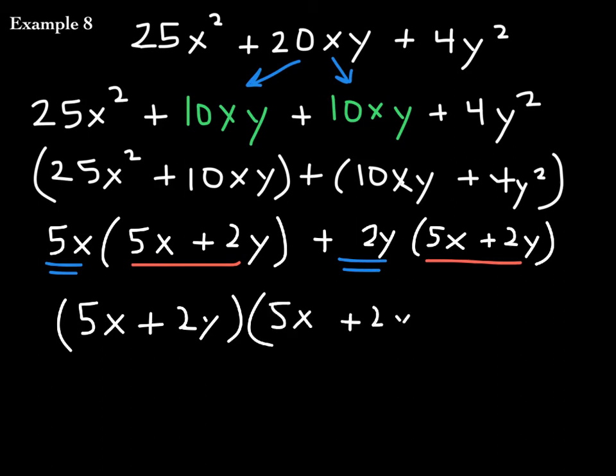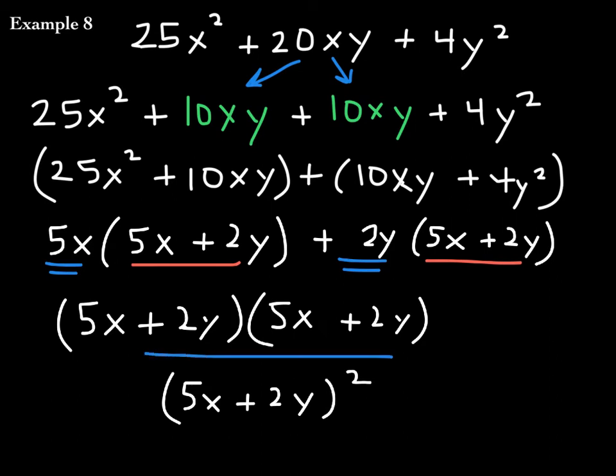Now, because this is a repeated factor, I can write it as 5x plus 2y quantity squared because it's repeated twice. Okay, so this is the complete factorization for this polynomial. Because this trinomial factors as the square of a binomial, we call this a perfect square trinomial. Good job, everybody.